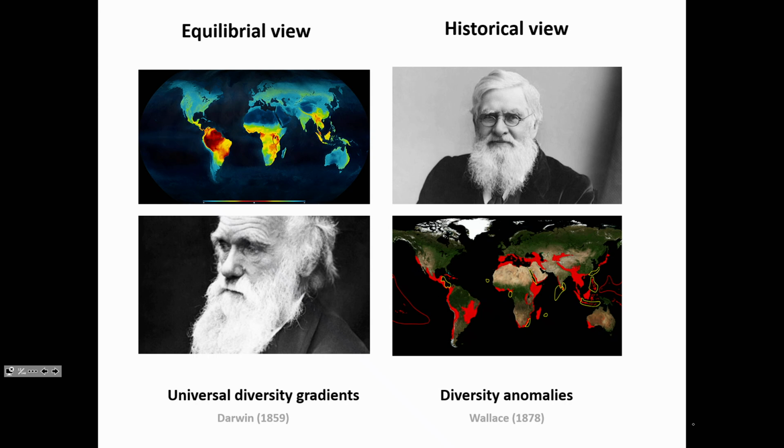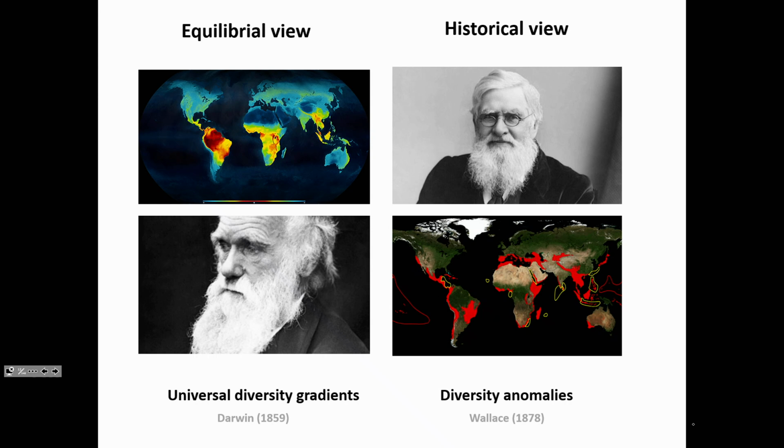One line of evidence comes from biogeography. The equilibrial view would be supported by the fact that we see universal diversity gradients. We see the same diversity gradients, such as the latitudinal diversity gradient, across many different organismal groups and across different continents, even though these organisms have a very different history. So this would suggest that these diversity patterns eventually converge towards some ecologically or environmentally determined equilibrium. This line of thinking goes all the way back to Darwin.